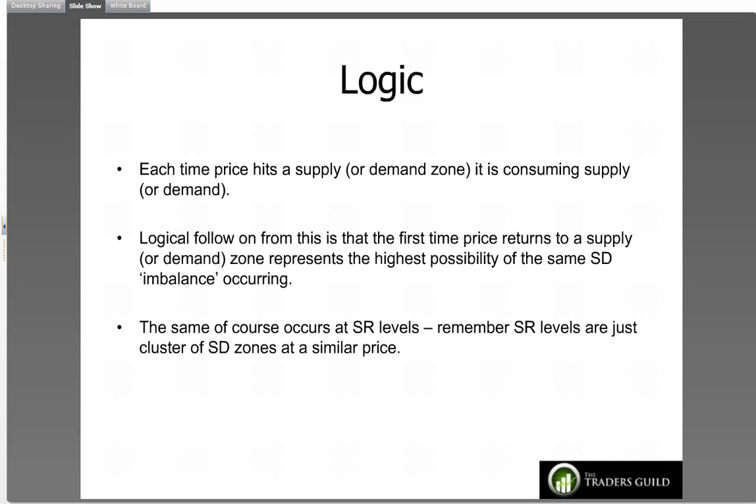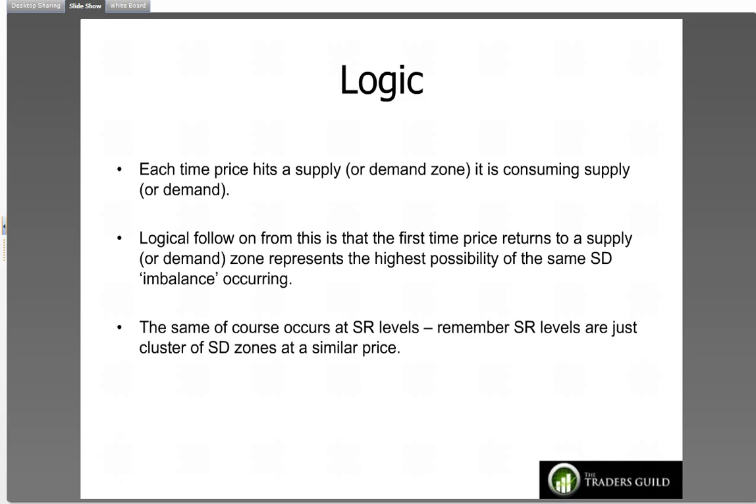Okay, if we think about, for example, a support zone, and we think about the number of touches we have on the support zone, first, second, third, fourth touch, each touch we have, i.e. each time price is getting rejected from that support, it is consuming some of the demand within that support zone. Okay, so it's using up some of the demand that exists in that support zone. So second, third, fourth touch, obviously the demand left in that support zone is getting weaker.